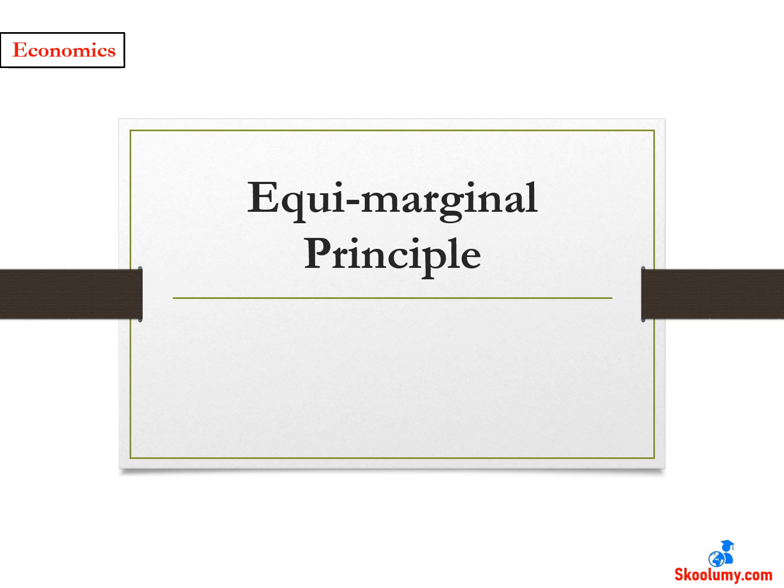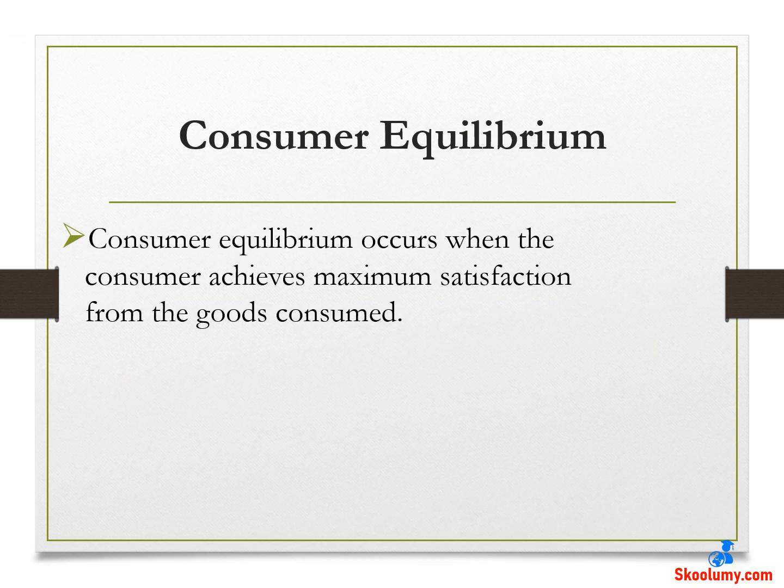The lesson for today is equimarginal principle. Equimarginal principle is one of the ways of determining consumer equilibrium in economics. It is used in marginal utility analysis, which is an approach based on the belief that satisfaction can be measured in quantitative units. Satisfaction is known as utility in economics.